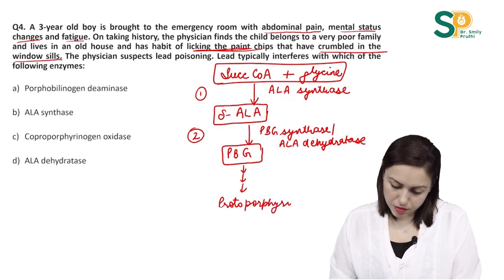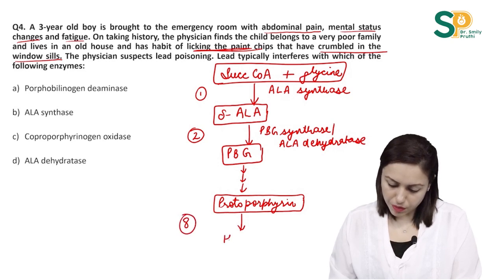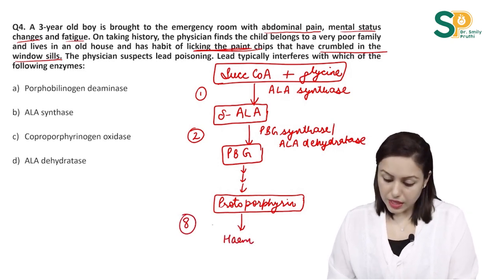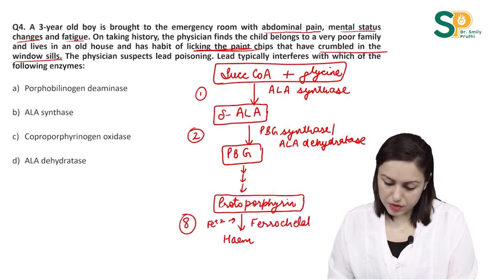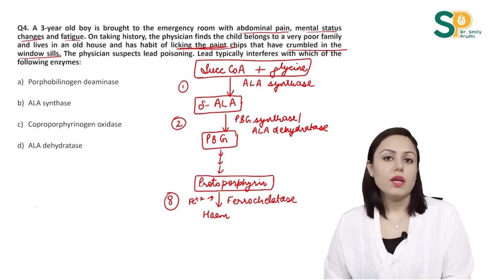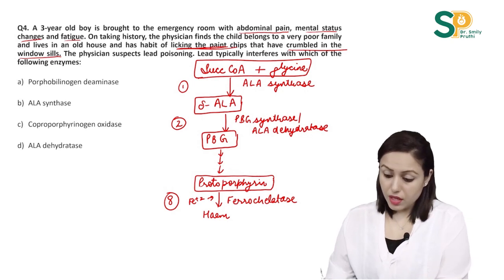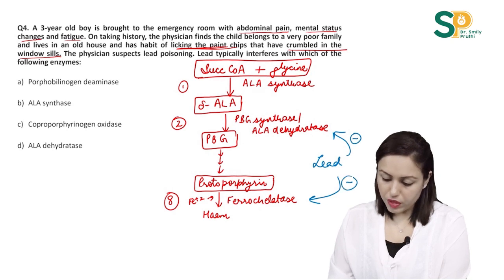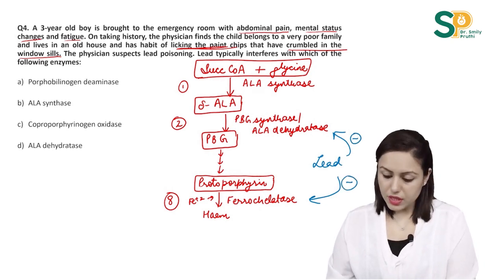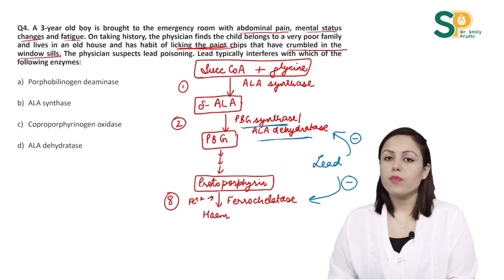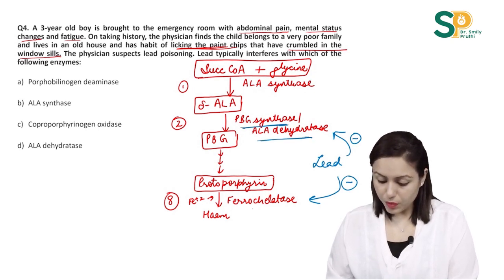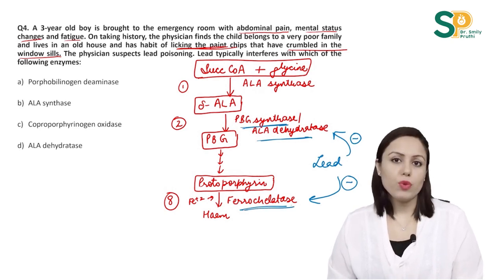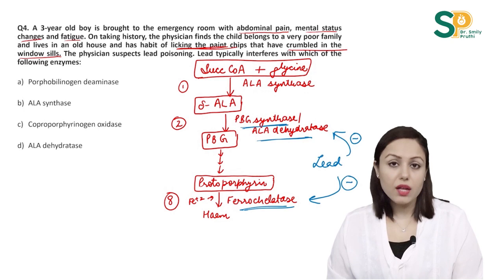Now after that there are many steps and we get protoporphyrin, right? This is protoporphyrin. Then there is the 8th step and heme is formed. In this 8th step, iron is getting added. The enzyme is ferrochelatase, right? Now lead affects the number 2 and number 8 enzymes of heme synthesis. So lead inhibits PBG synthase or ALA dehydratase, and it also inhibits the last step of heme synthesis, that is the enzyme ferrochelatase. So what is the answer here?